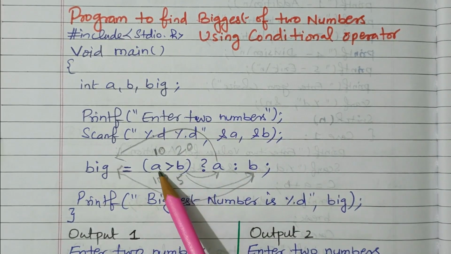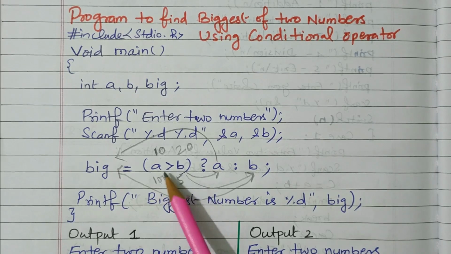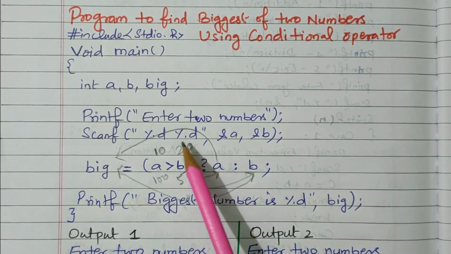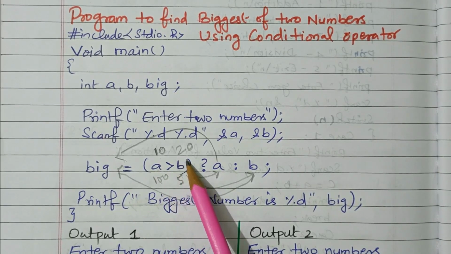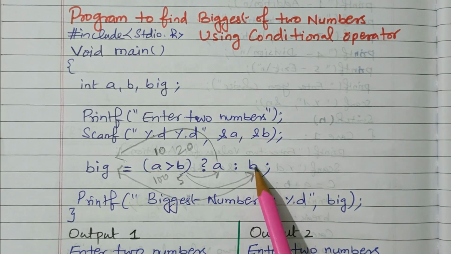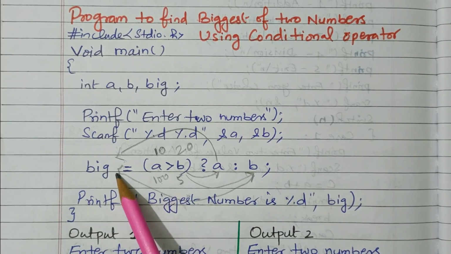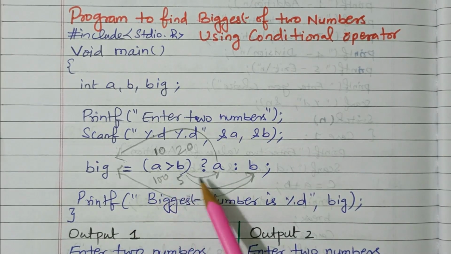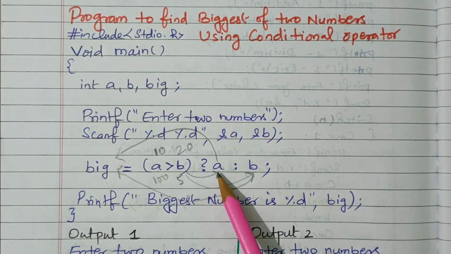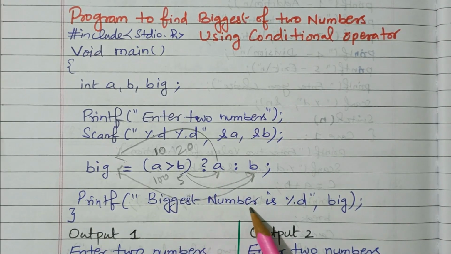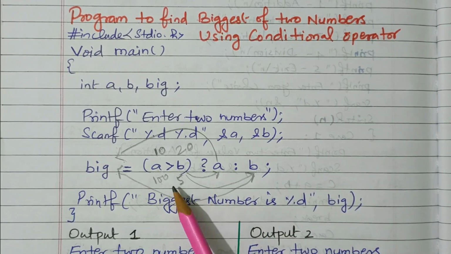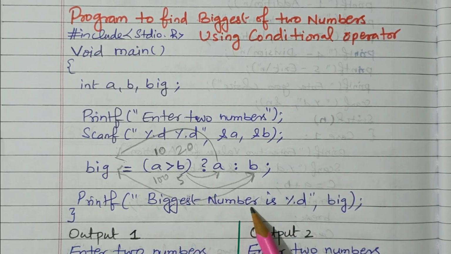Automatically, when the condition is true, it means that A is the biggest, so we are storing A in the variable big. If the condition is false, it means B is the biggest value, so we are storing B in big. By checking, either A or B will be stored based on the values, so that we can print the biggest number, big.